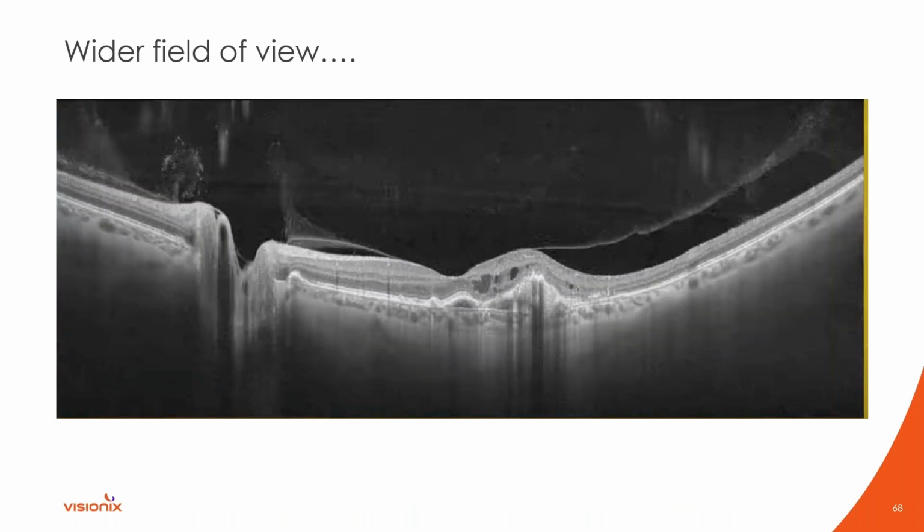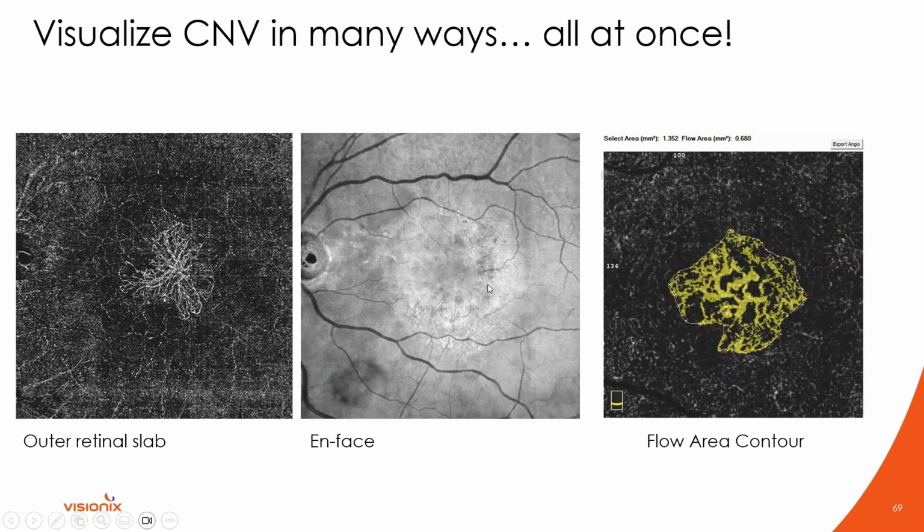This is another example of just a really amazing wide field image. Look at the vitreous. I mean, this is a beautiful example of the anterior contraction of the posterior hyaloid. More importantly, this patient has what looks like a choroidal neovascular membrane. There's some fluid-filled pockets here.